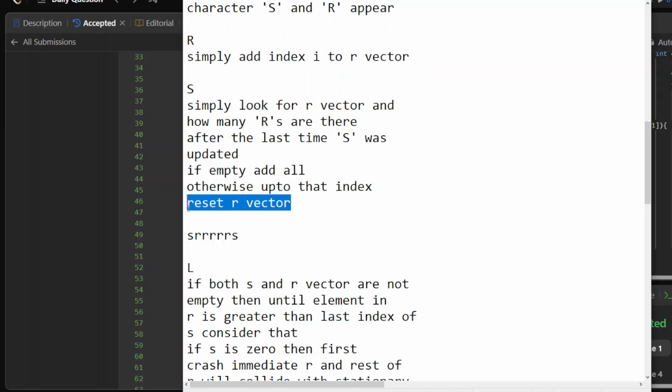After that, reset R. Why reset R? Because these 5 will become S now, so we don't have anything in the R. So that is why. Cool. So we are done with R and S.